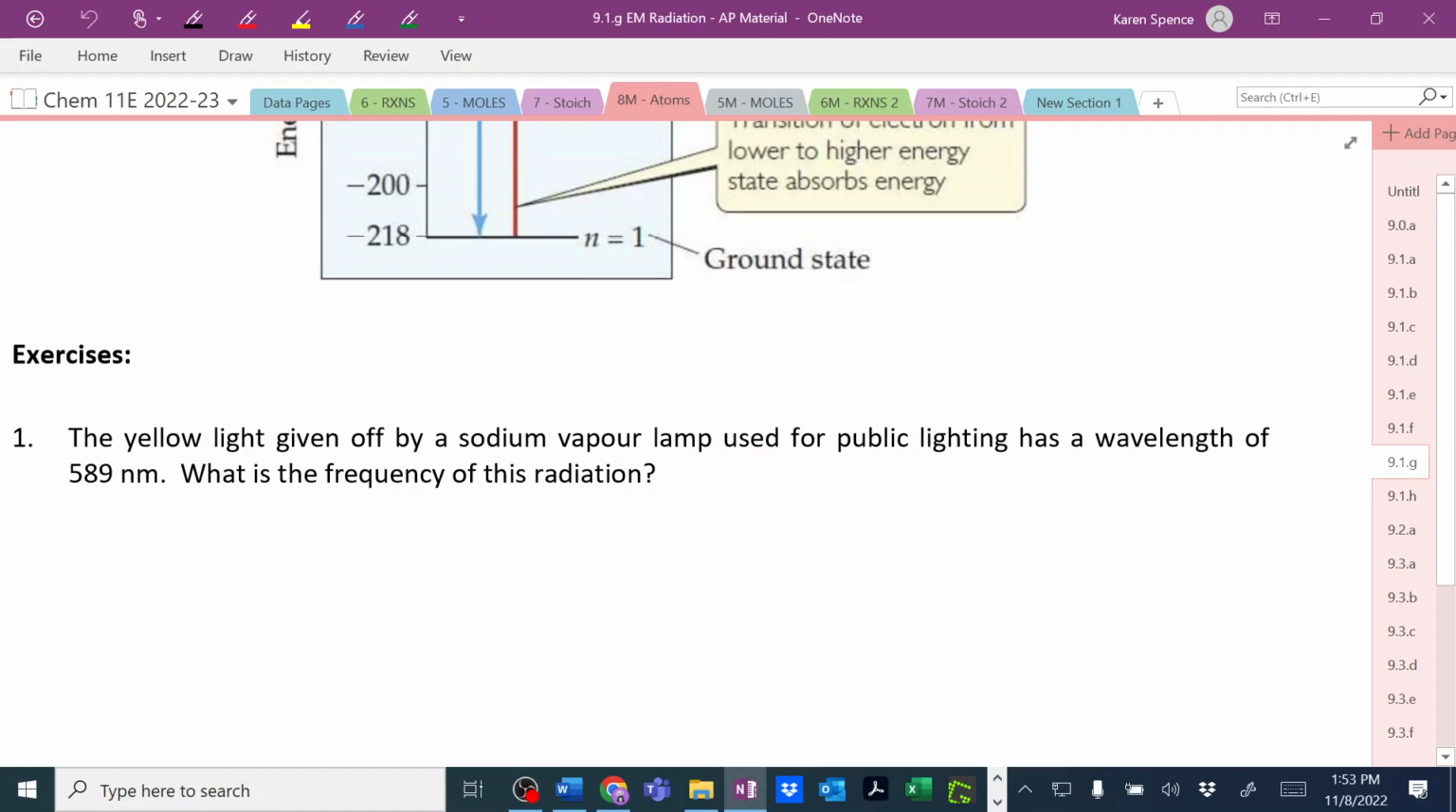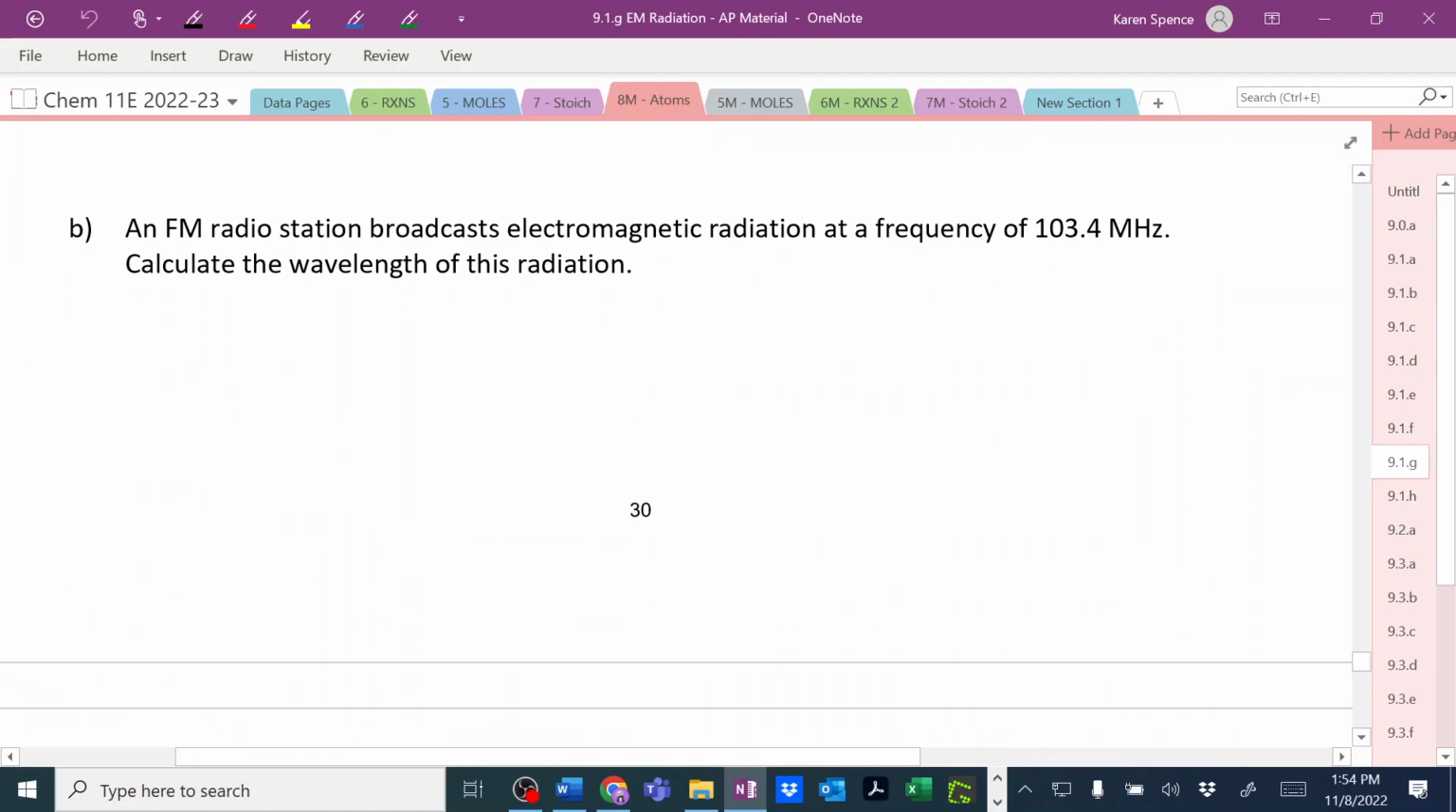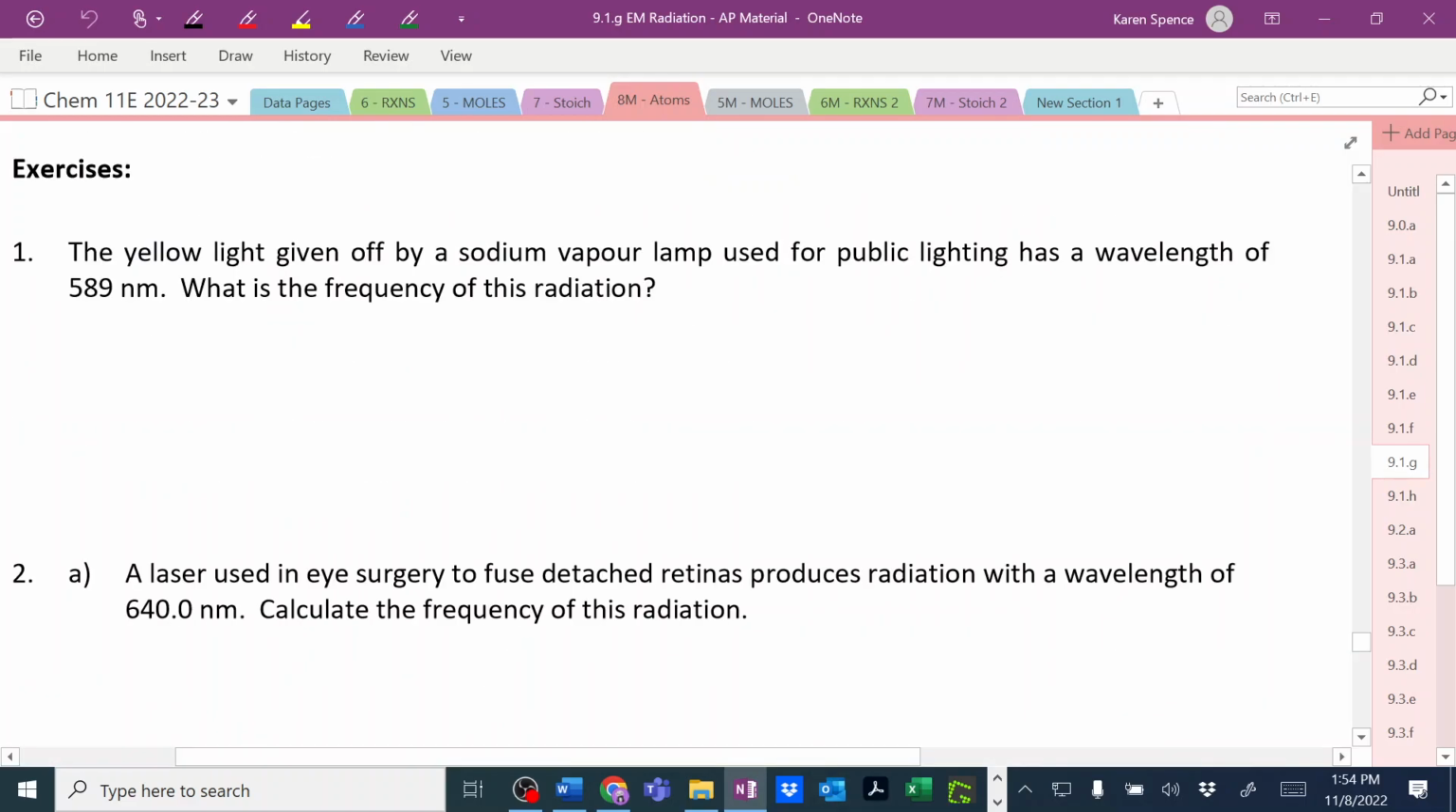First things first, when you're doing questions like this, these can actually be a little bit of a gift because once you know how to do them, they're pretty straightforward. This is on page 30. Okay, these are the questions on page 30.